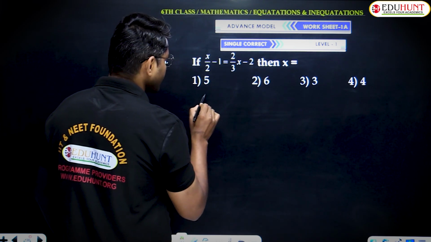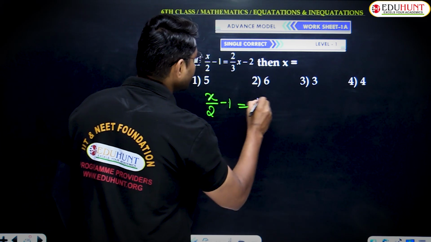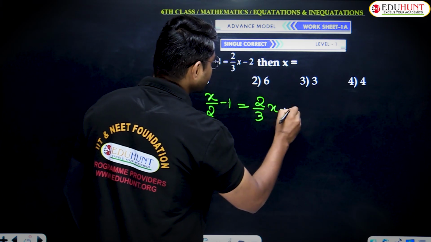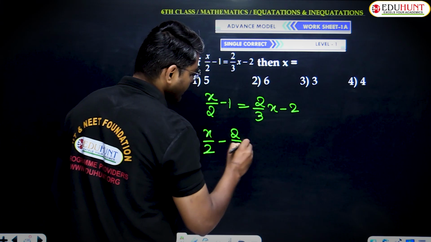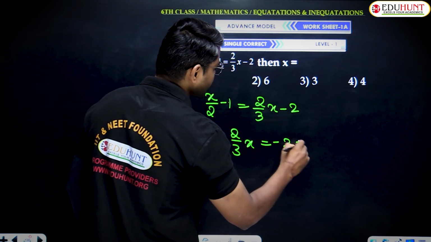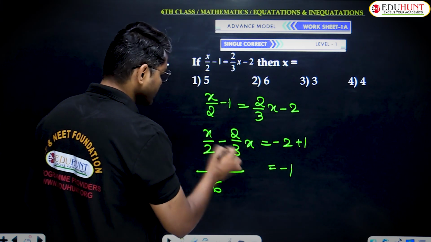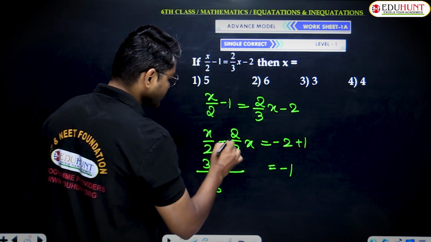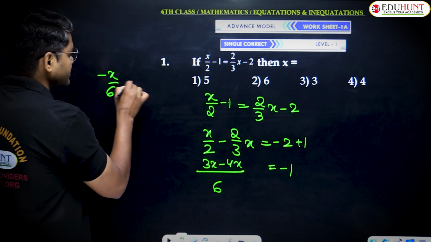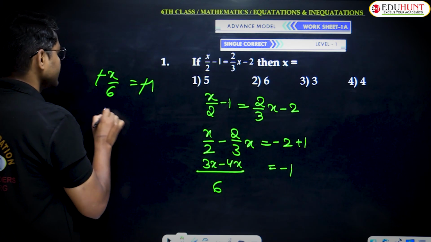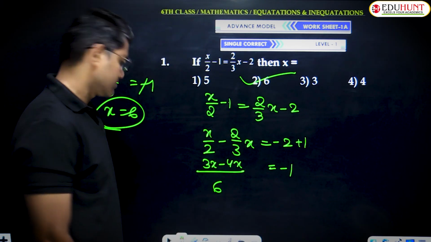Let's solve this one. X by 2 minus 1 equal to 2 by 3x minus 2. X by 2 minus 2 by 3x is equal to minus 2 plus 1. This is minus 1. Take the LCM, 6. 3x minus 4x, minus x by 6 is equal to minus 1. Minus and minus will be cancelled. X is equal to 6. So option 2 is the correct answer for this question.